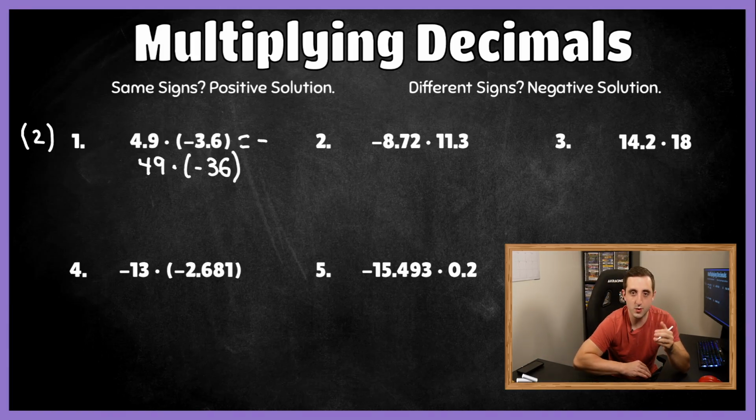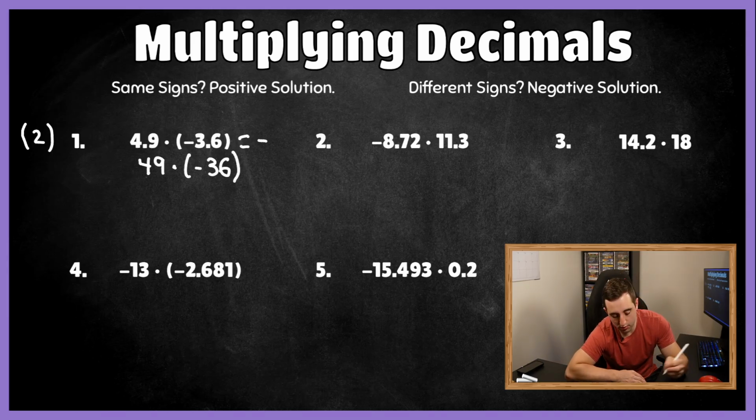And all we're going to do now is multiply like normal. 49 times 36, don't worry about writing the negative sign when you're multiplying, because you know the final answer is going to be negative regardless at the very end. So I'm going to write the larger number first, 49 times 36, and we're just going to multiply like normal.